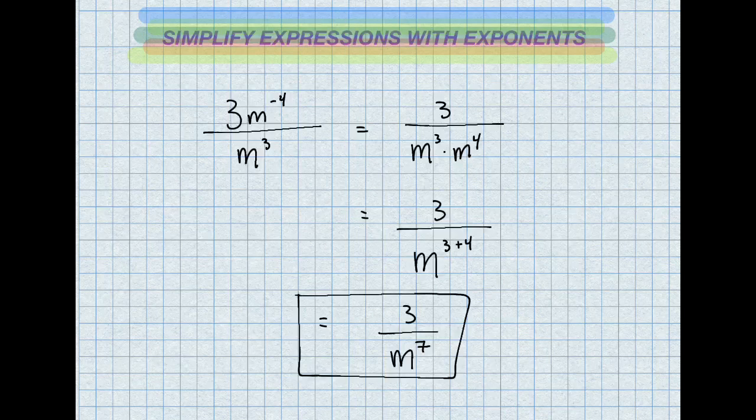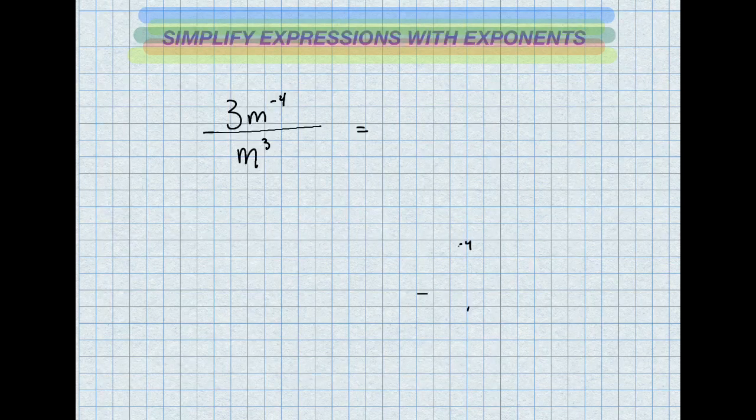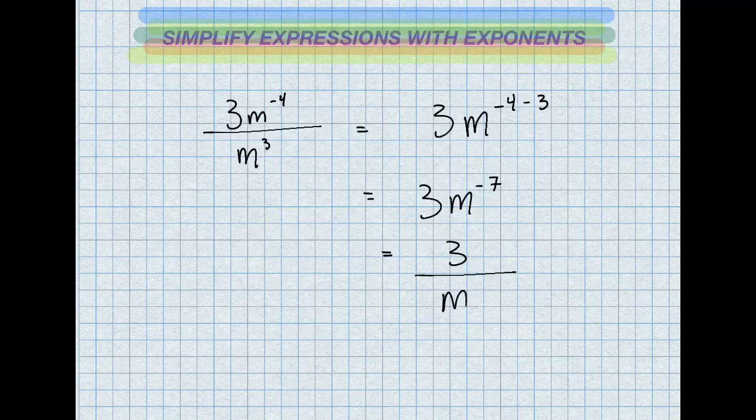Another way to do this is we could go ahead and do our other rule where we say that this equals 3 times m to the minus 4 minus 3, right? Since it's being divided, you subtract. So you get a negative number, subtract another number. So that equals 3 times m to the negative 7th, or just 3 over m to the 7th. Okay, two ways you could approach this.